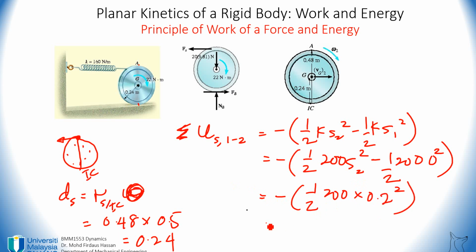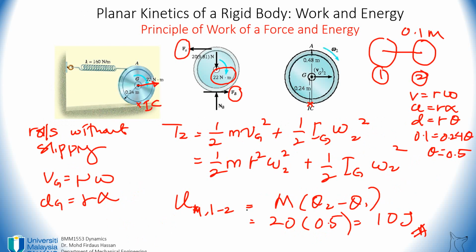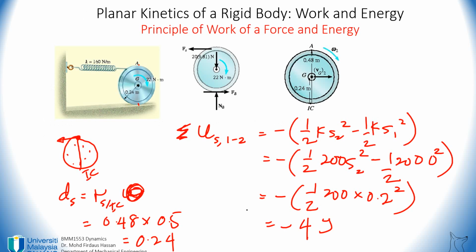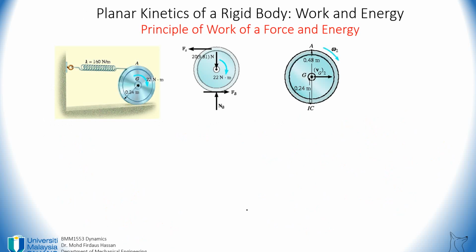0.2. And the work done by the spring is negative 4 joule. Then if you put everything in the equation for the principle of work and energy, I rewrite the equation: T1 plus the summation of work done from 1 to 2 is equal to T2.